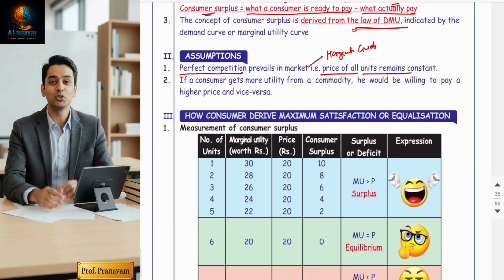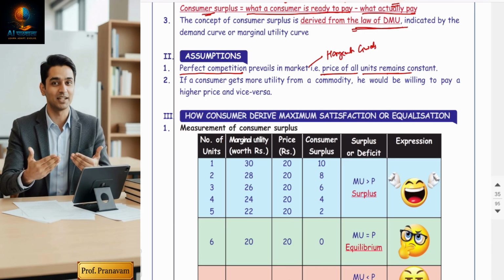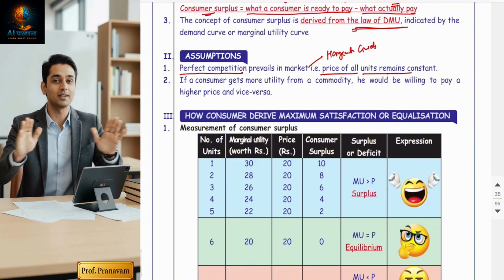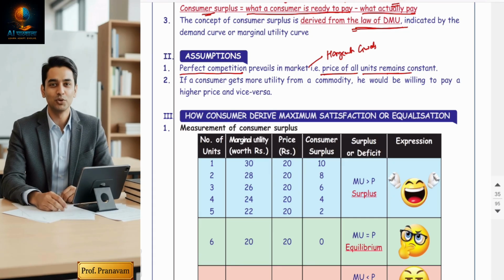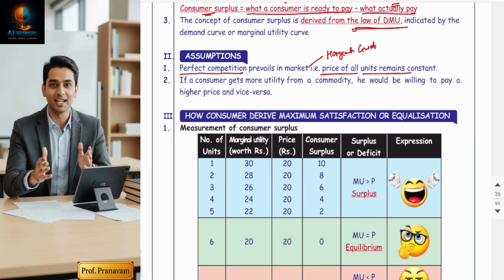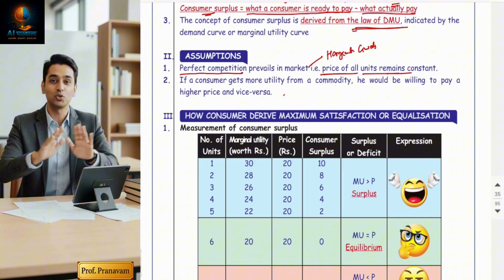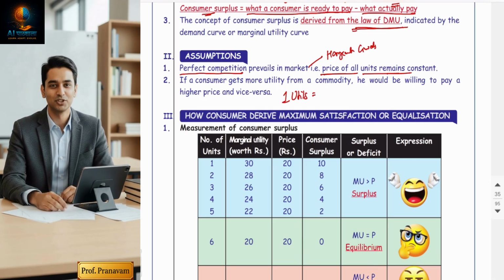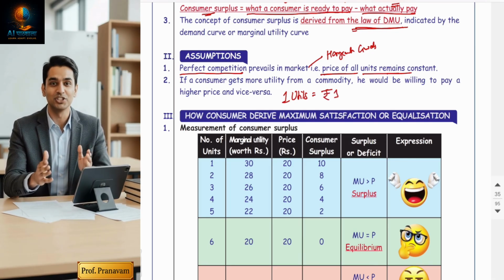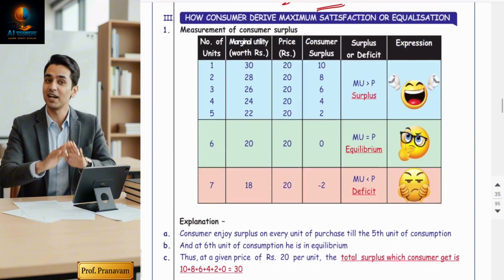Second assumption: what Alfred Marshall wants to say is that to derive one util of satisfaction, the consumer is ready to spend 1 rupee. Matlab Alfred Marshall has converted your satisfaction level into money. And it's a fact, guys, you cannot get satisfaction free of cost. You have to spend money. So to derive one util of satisfaction, one marginal utility, the consumer is mentally prepared to spend 1 rupee. On this basis, this chart has been prepared.